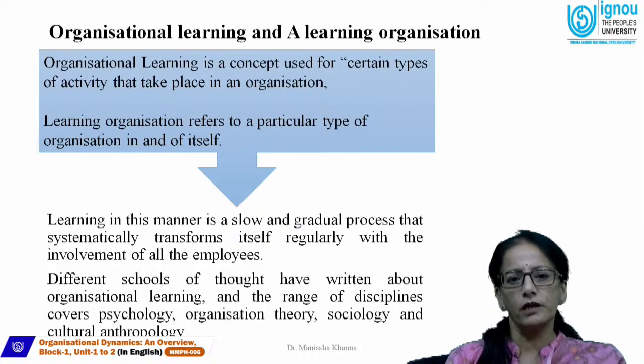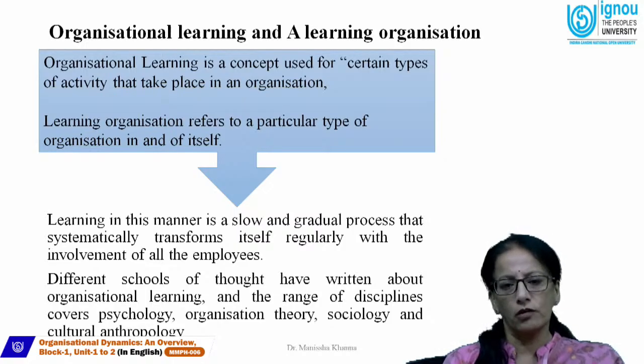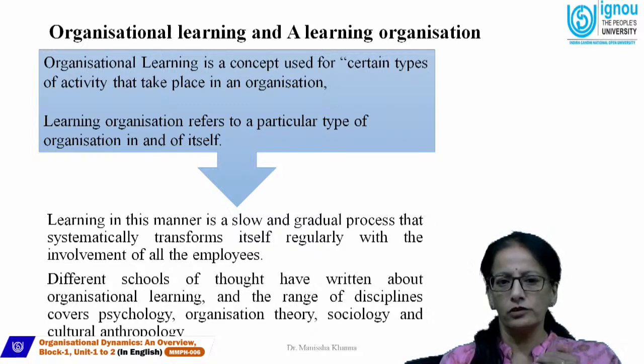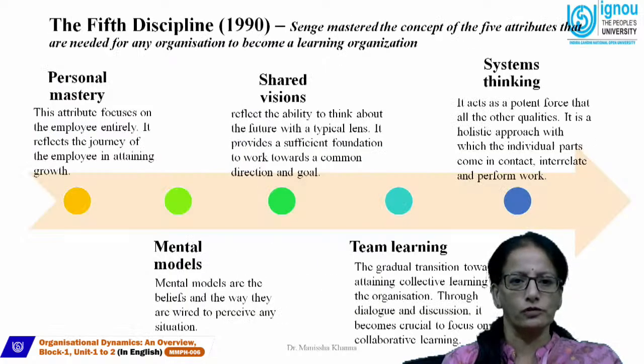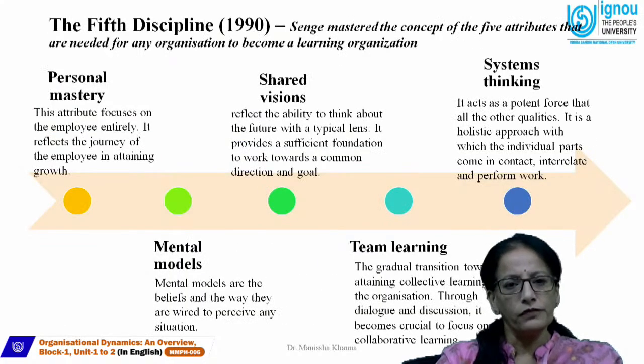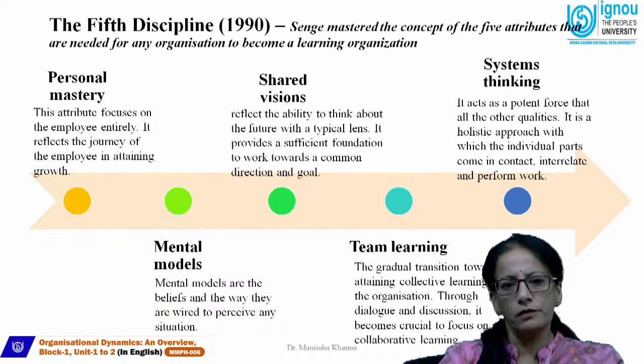So this is multidisciplinary, where organization learning is not only a psychological or management concept; it relates to cultural anthropology and sociology also. The fifth discipline was given in 1990 by Senge, who mastered the concept of the five attributes needed for an organization to become a learning organization. First is personal mastery.